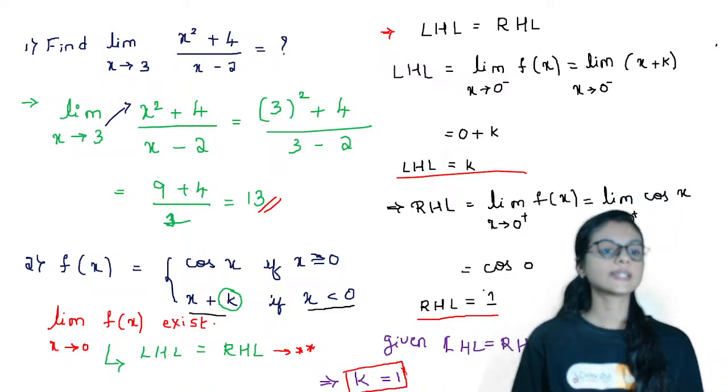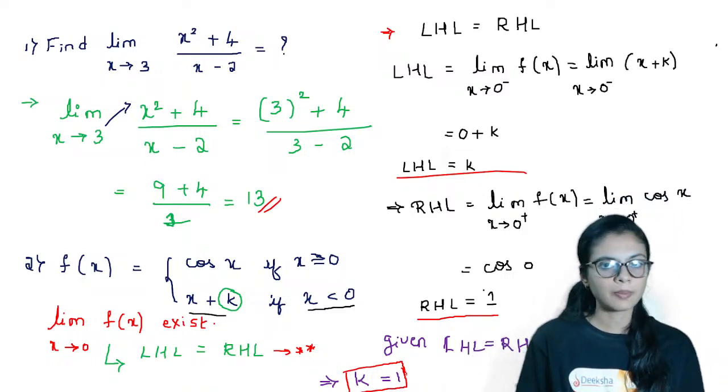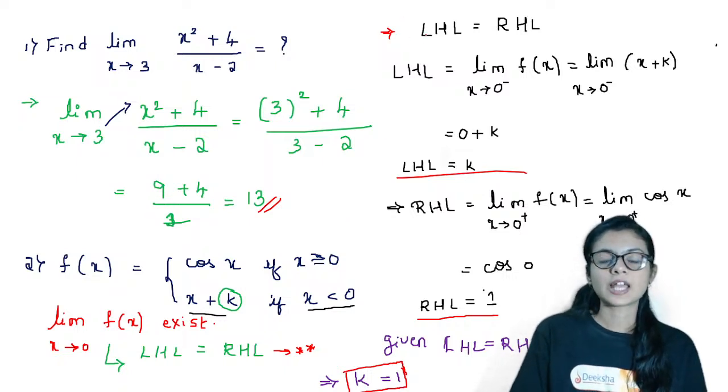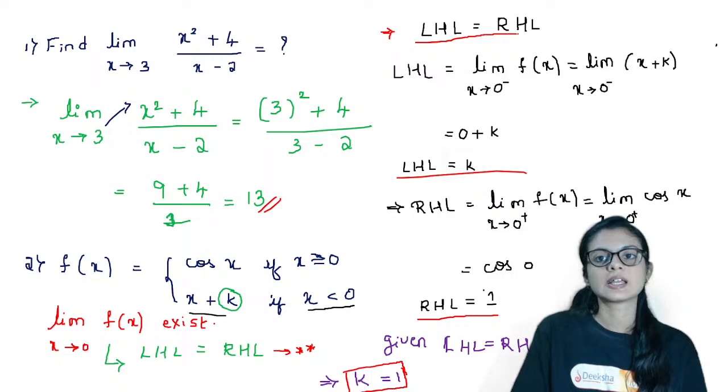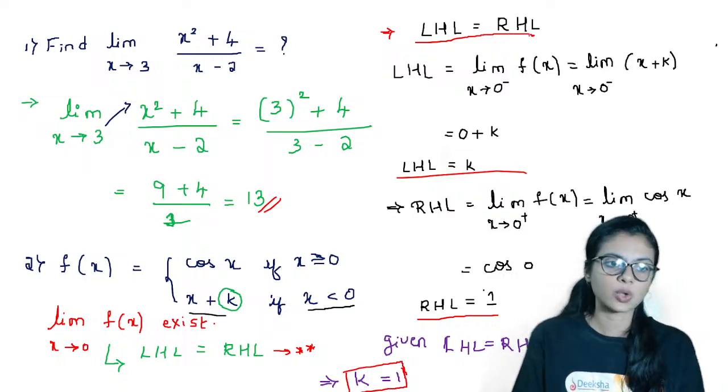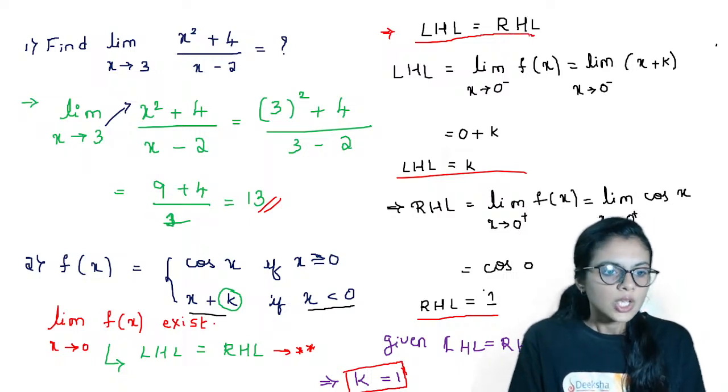So this is how you find the value of the limit. And remember the condition that if the limit has to exist, then this LHL must be equal to RHL.